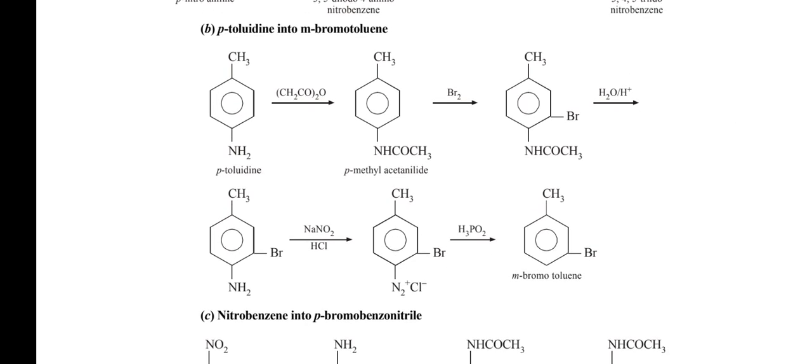P-toluidine into metabromotoluene. P-toluidine reacts with CH3CO twice to give para-methyl acetanilide, which with bromine gives this compound, and with hydrolysis it gives this. Then with reaction with NaNO2 and HCl this is formed, and after that with reaction of H3PO2, metabromotoluene is formed.